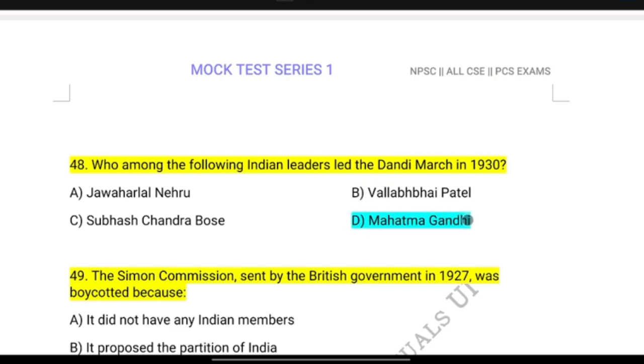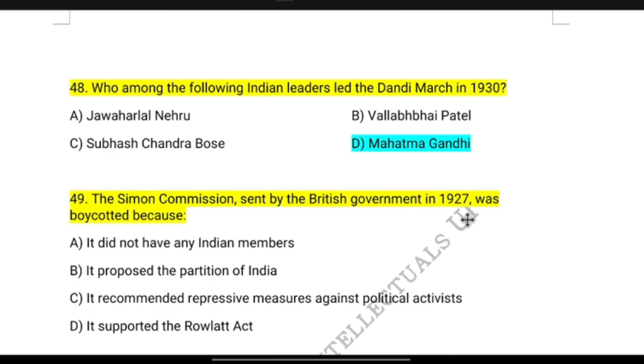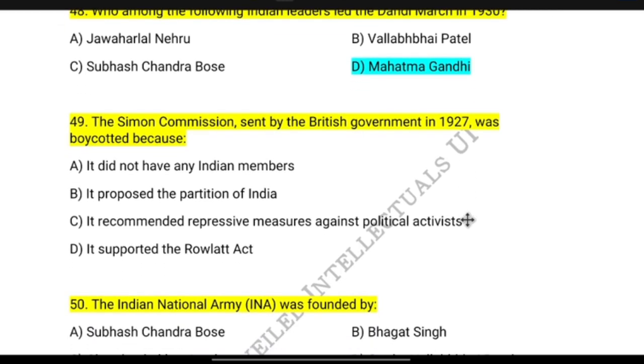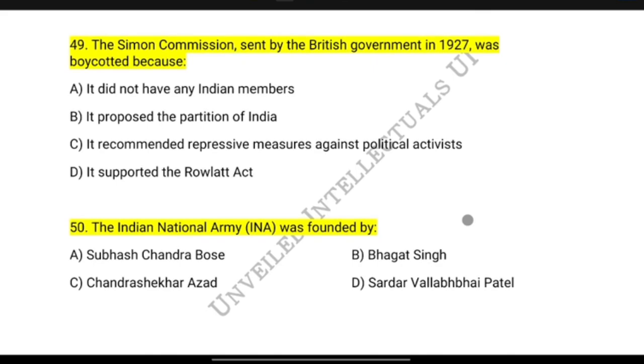Solution. D. Mahatma Gandhi. Explanation. Mahatma Gandhi led the Dandi March as a protest against the British salt monopoly, which became a significant event in the Indian national movement. 49. The Simon Commission, sent by the British government in 1927, was boycotted because.